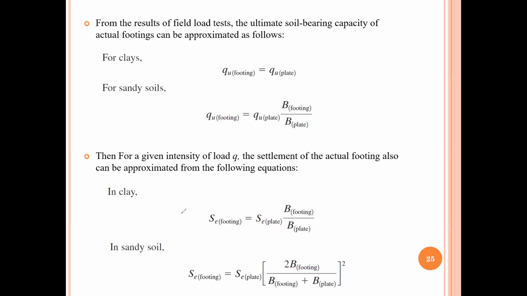So in settlement calculation also, for clay and sandy soil, two different equations are used. So for a given soil, how do you know whether it's a clay soil or sandy soil? For clay soil, you know the C value, cohesion. For sandy soil, most of the time cohesion is zero. There's a friction angle.